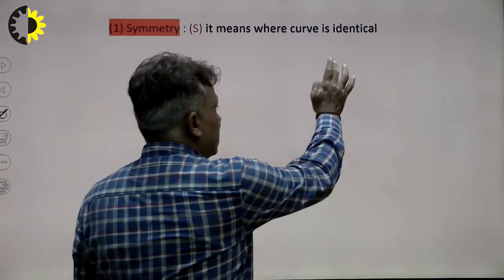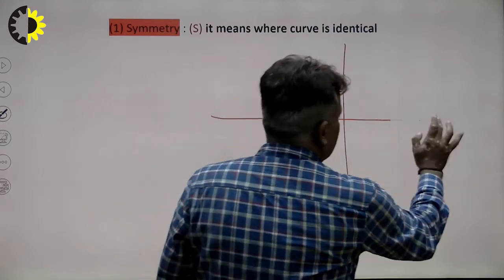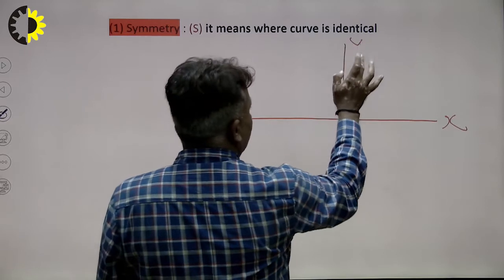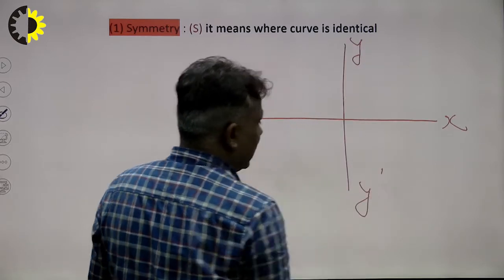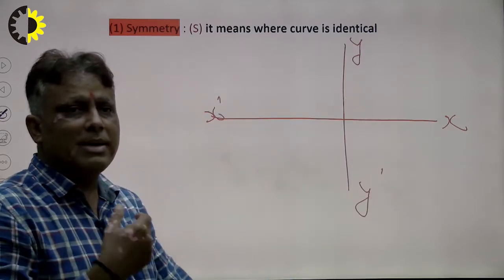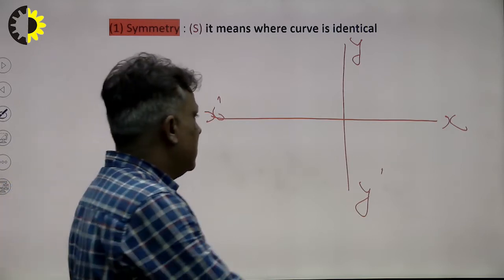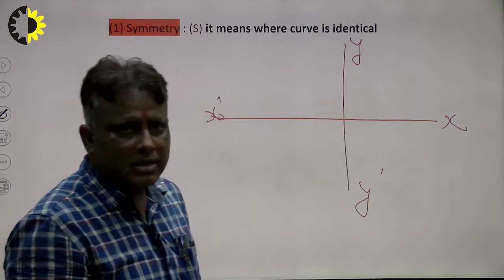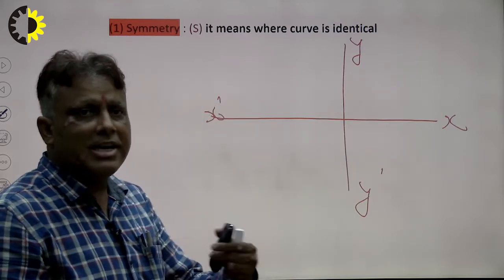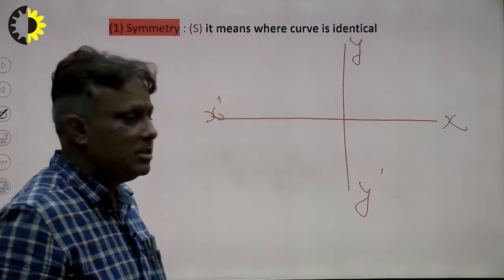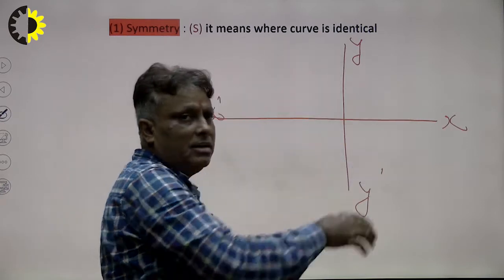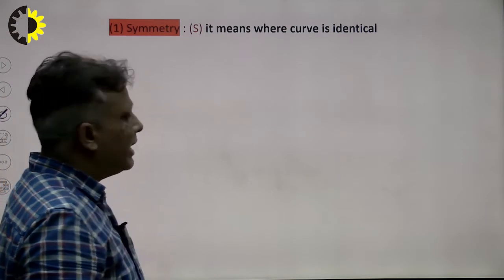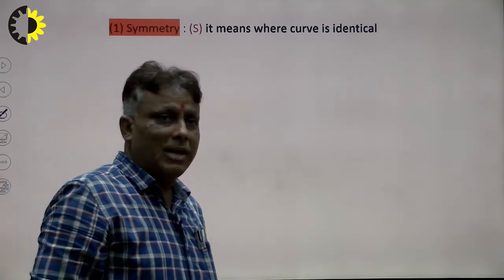Suppose I want to draw the Cartesian form, so this will be the x axis, and this is y and this is y dash, right? Now the question is, if a curve is symmetric about the x axis, that means the curve lies identical above the x axis and below the x axis. Similarly, a curve may be symmetric about the y axis, so the curve may exist left and right. So in this way there are some types of symmetry, and how to calculate symmetry I explain one by one.